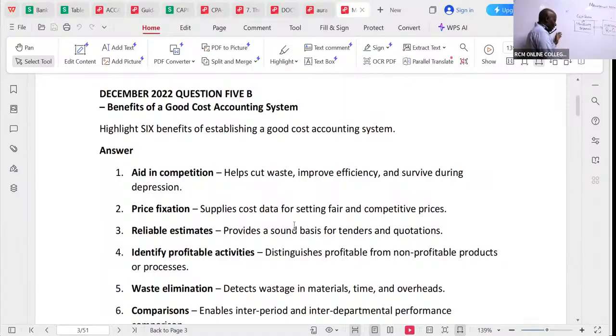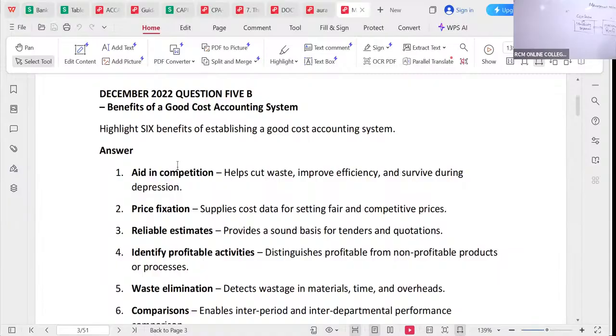Don't write anything. Advantages of systems. For example, if it's a cost accounting system, I use it to determine my costs and fix my selling price, and I'll be able to do that automatically. I'll be able to use my systems, if I have dashboards on my screen, to measure the performance of my employees and my departments. That is the same language as asking you the functions of a management accountant. So look at this: highlight 6 benefits of establishing a good cost accounting system.